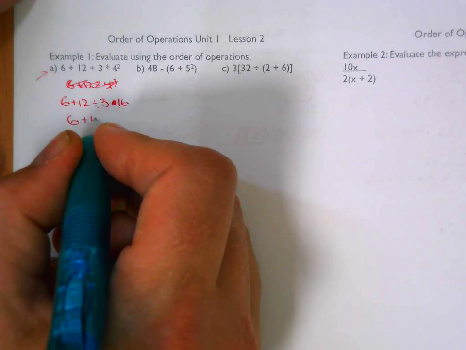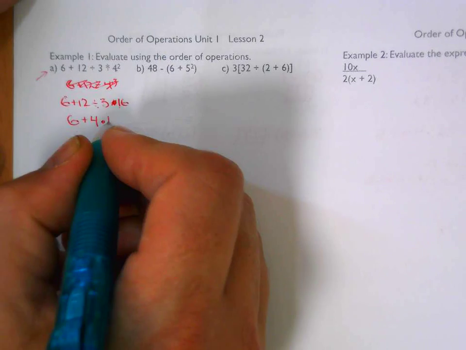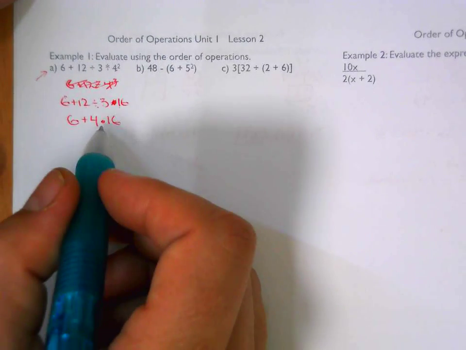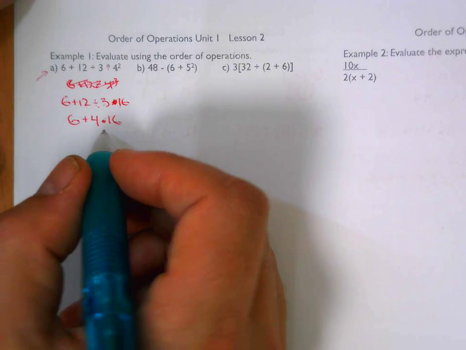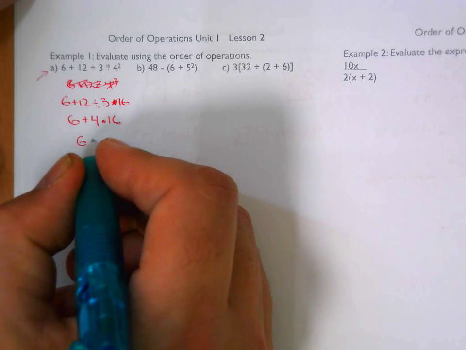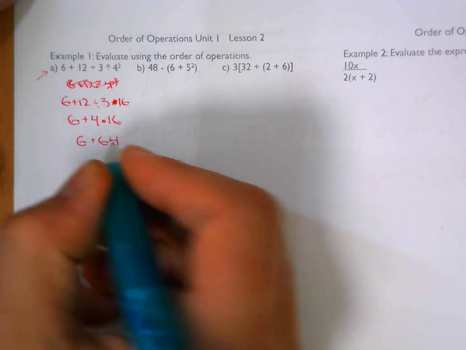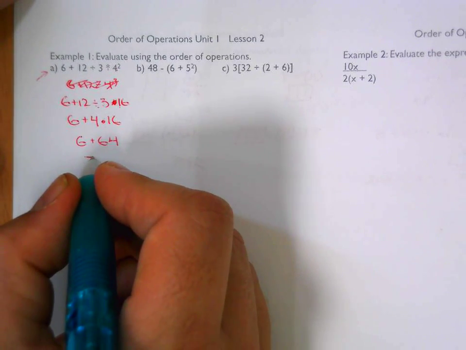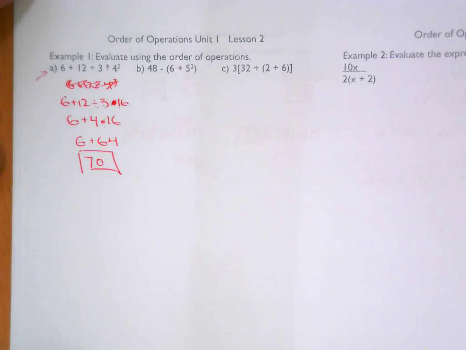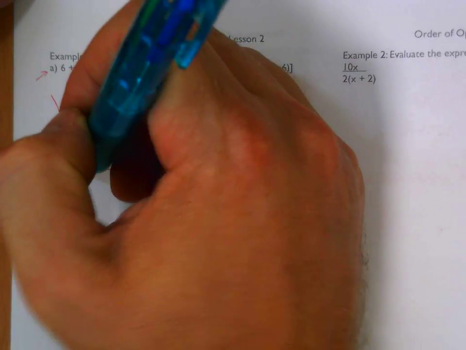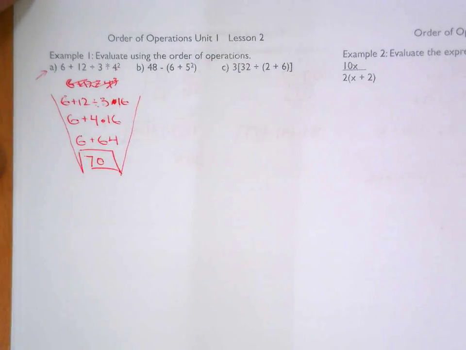So now I've got 6 plus 4 times 16. And multiplication definitely comes before addition. So 16 times 4 would be 64. And 64 plus 6 is 70. All right. So you can kind of see that it follows this upside down triangle type method.